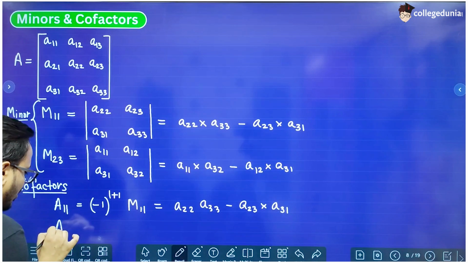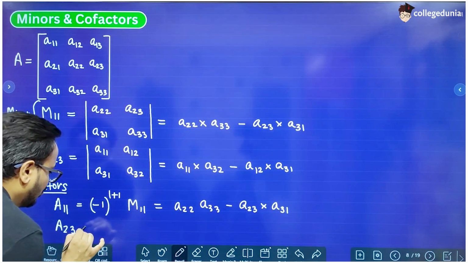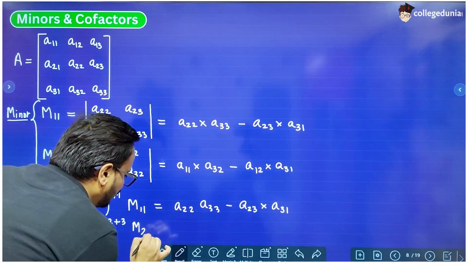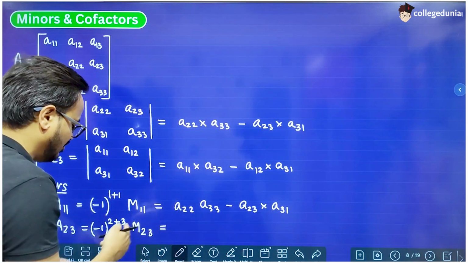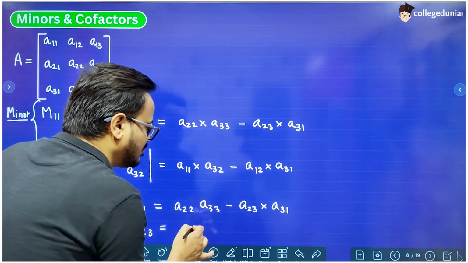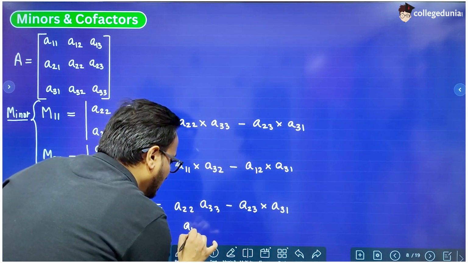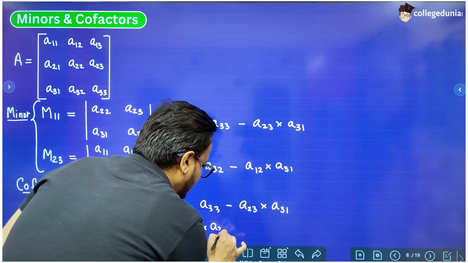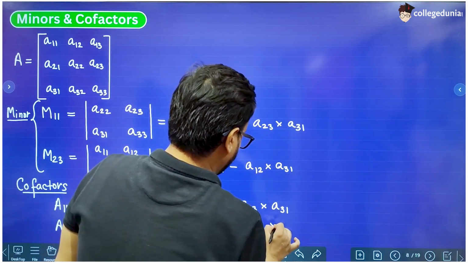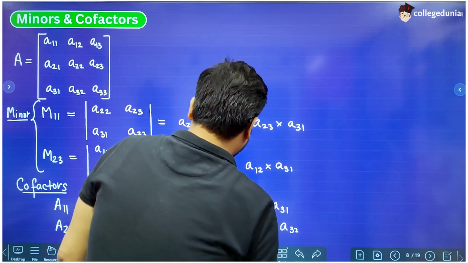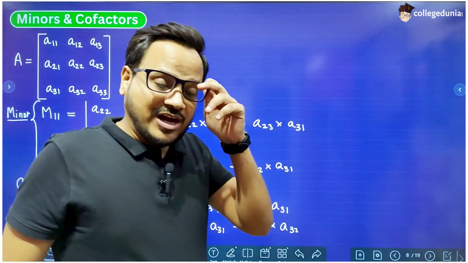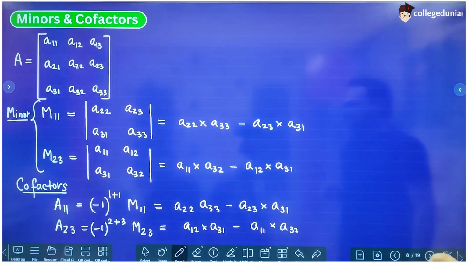Now let's find the cofactor of 2, 3. So that is A23, which is minus 1 to the power 2 plus 3 into the minor of 2, 3. And the minor of 2, 3 is this. We just have to multiply this with a negative sign. So this becomes negative, that becomes positive. So we will write it first: A12 into A31 minus A11 into A32. So there will be 9 minors and 9 cofactors for a 3 by 3 matrix.